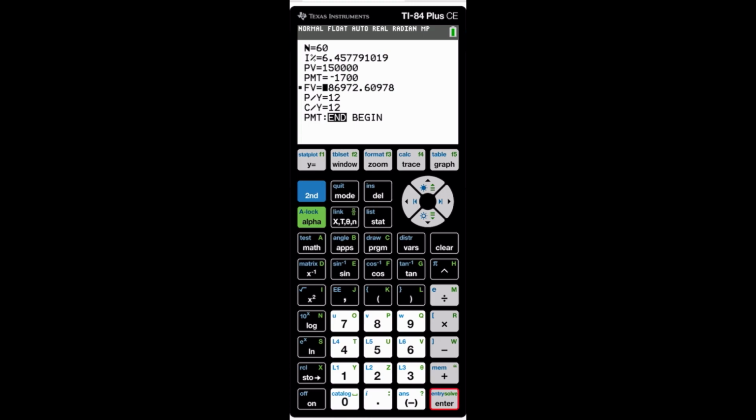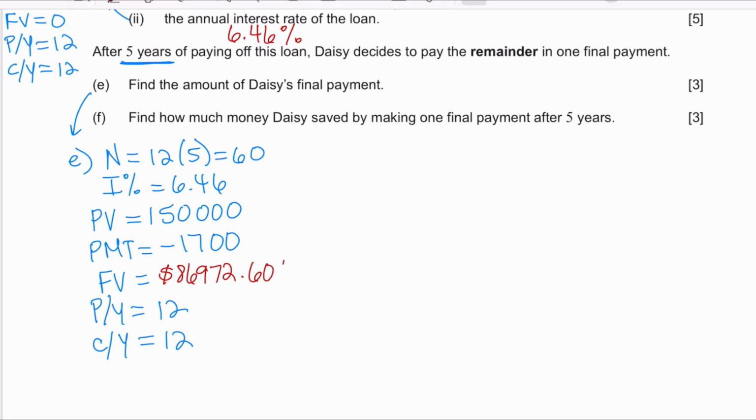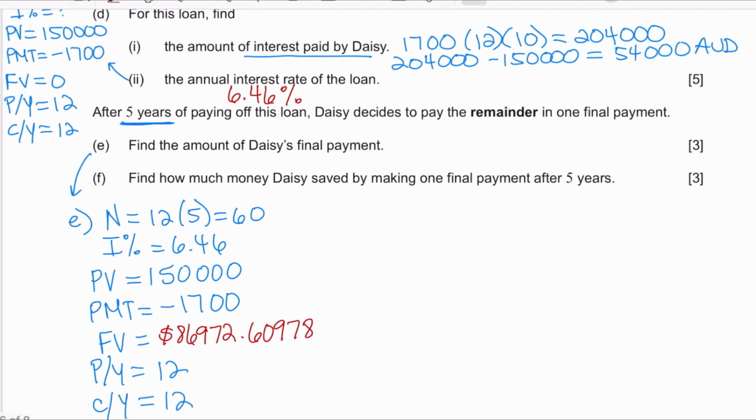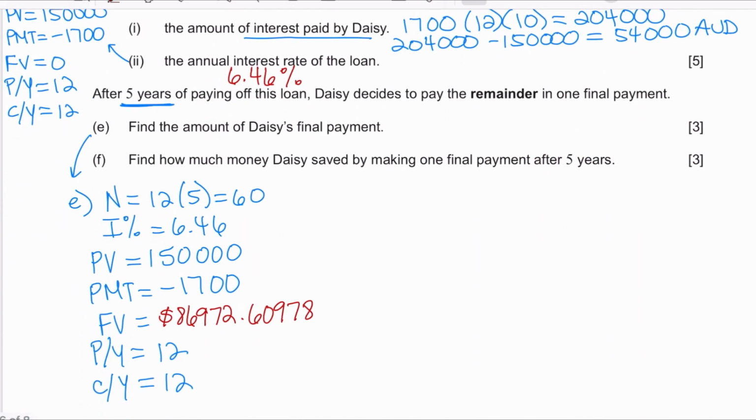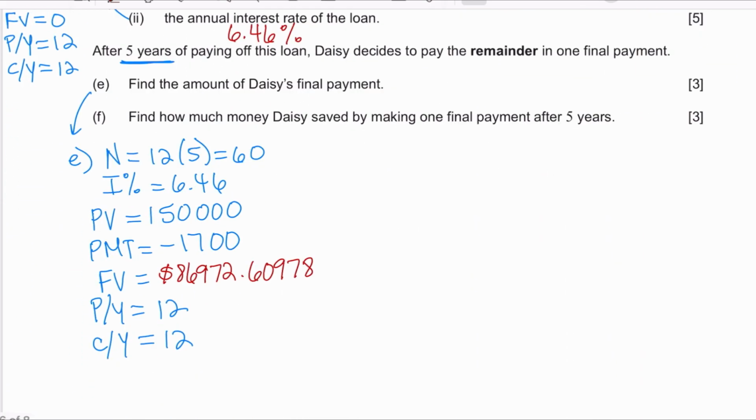And then we also have to check to see if this is one of those answers that they want us to round to the nearest dollar. So the answer is 86,972.60978. This is part E. And yes, they said part E and part F have to be to the nearest dollar. So that means that when I give my final answer, my future value here is going to be 86,973 Australian dollars to the nearest dollar.